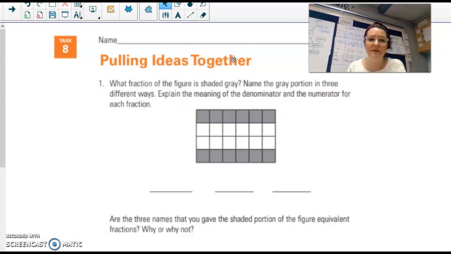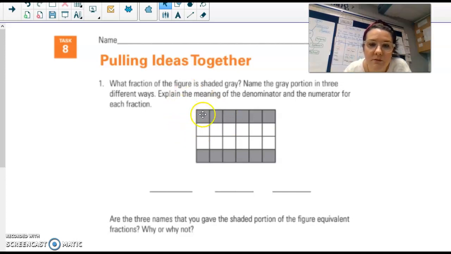What fraction of the figure is shaded gray? Name the gray portion in 3 different ways. Explain the meaning of the denominator and the numerator for each fraction. Well, I know, thinking about fractions, part over whole. So the first fraction I'm going to name for this figure, I'm going to count the number of total squares, and that will be my denominator. That's how many equal pieces the whole is divided into. Then I'm going to count the squares that are shaded, and that's going to be my part. That's going to be my numerator.